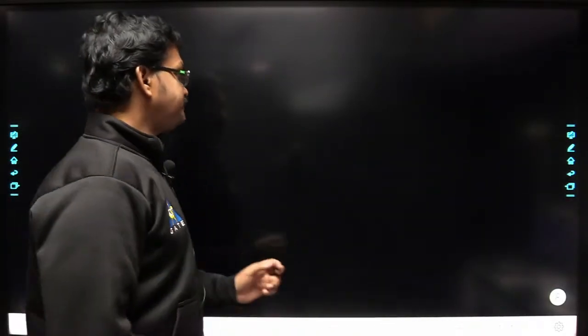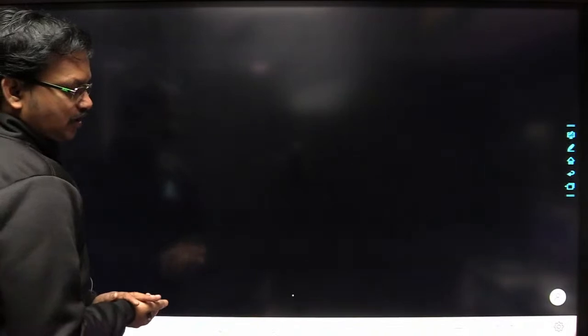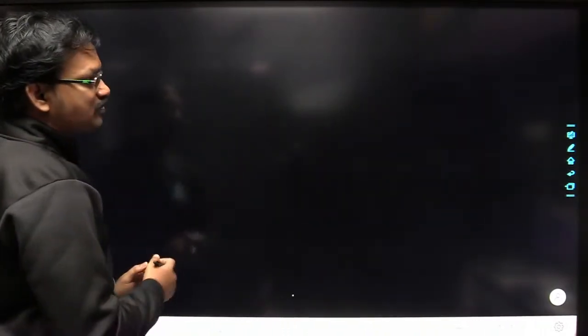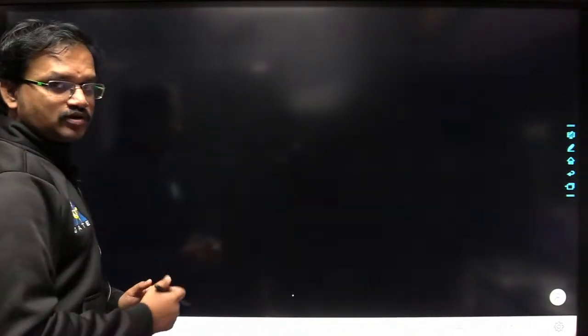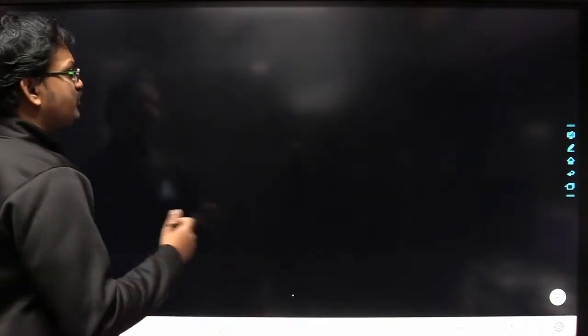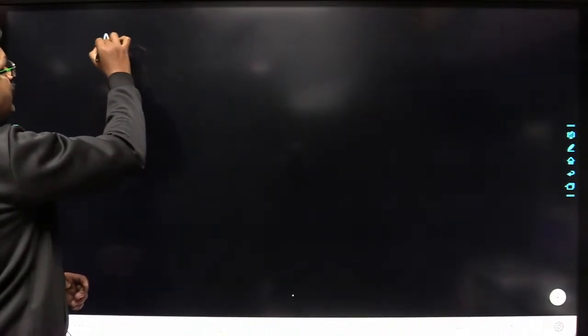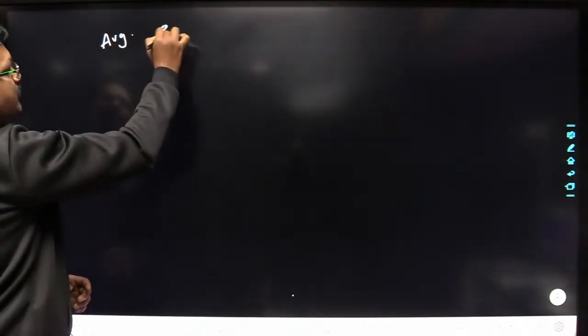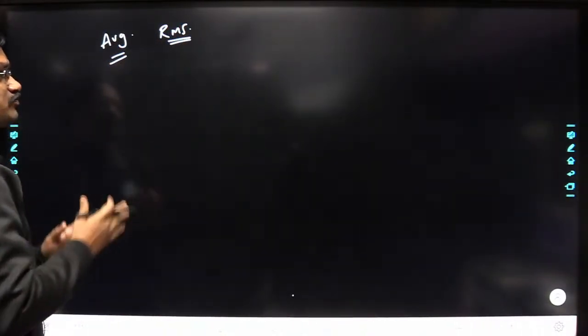So today I'm just revising the previous session, and after that we will see the piecewise linear model of diode, and also we are going to study the rectifiers and all those things. Before that, I'm revising what we did yesterday. We have determined the average value and also the RMS value, how to determine them and the purpose of them also.